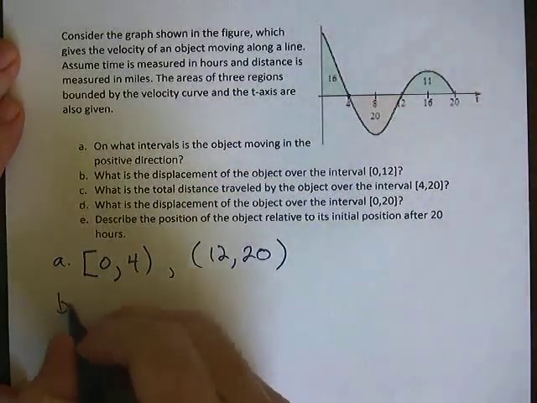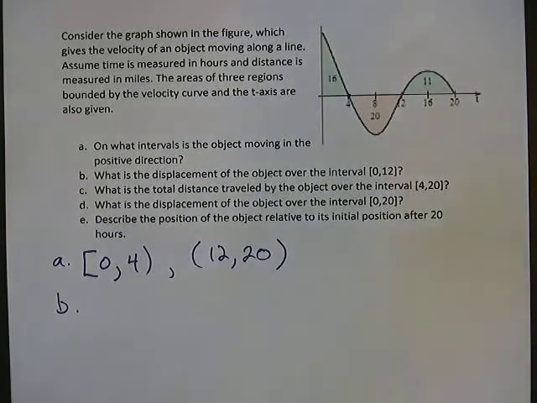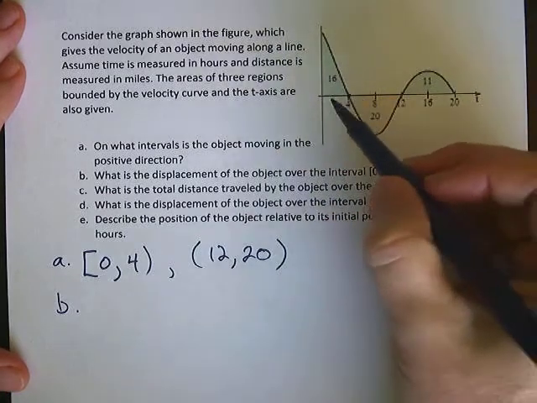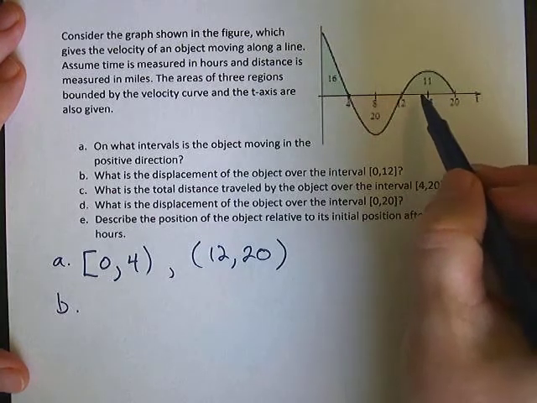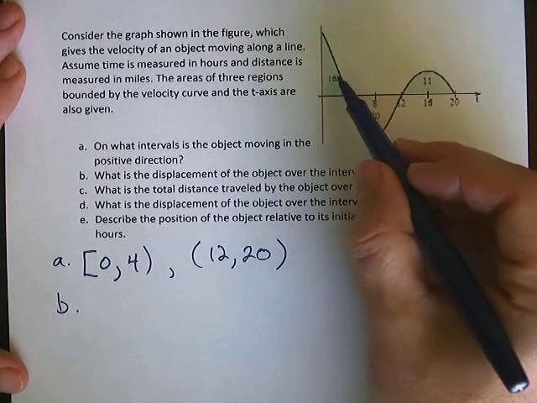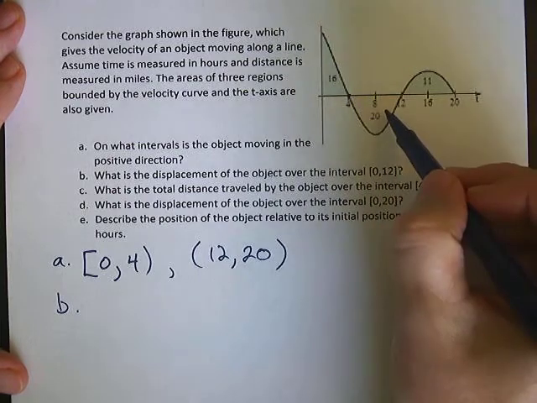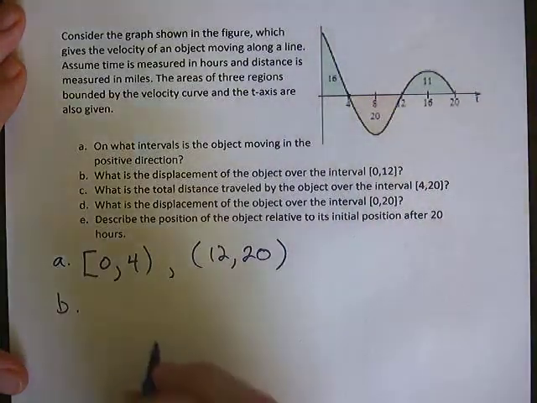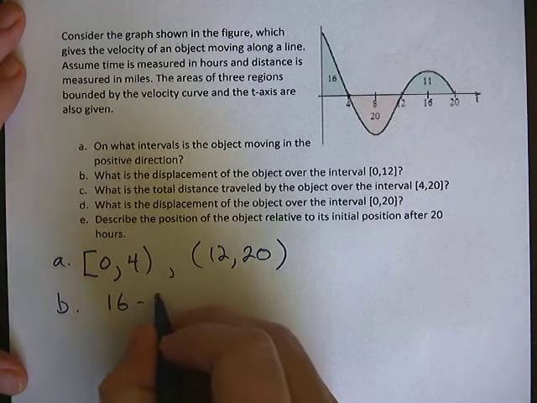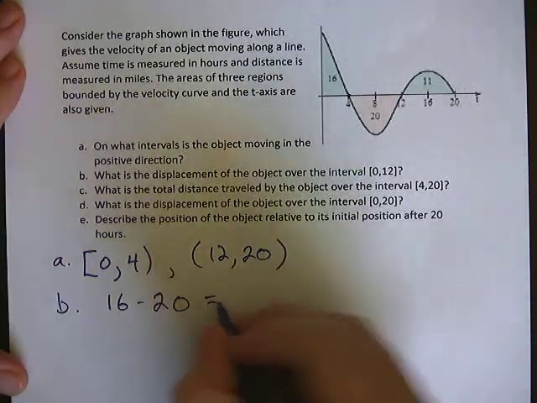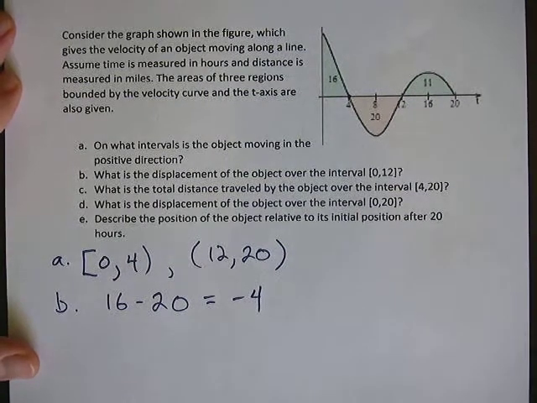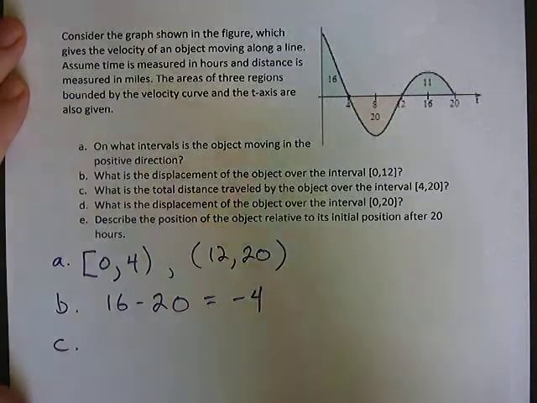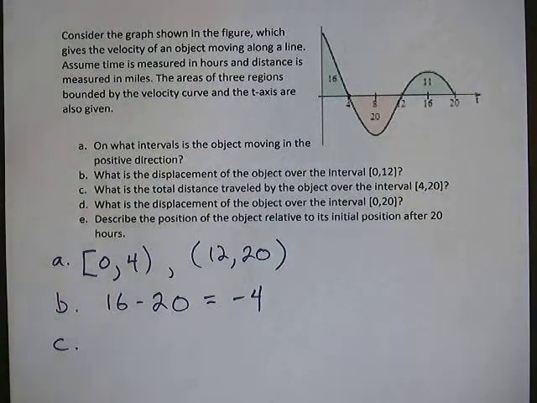Okay, B says, what is the displacement of the object over the interval 0 to 12? Okay, so the object is moving positively from 0 to 4 and then negatively from 4 to 12. And the distance that it moves on these intervals is first 16 in the positive direction and then 20 in the negative direction. Okay, so we've got 16 minus 20 equals negative 4. Okay, so that means it is negative 4 units from where it started. So that's the displacement, negative 4. Okay, and it's in miles, so negative 4 miles.